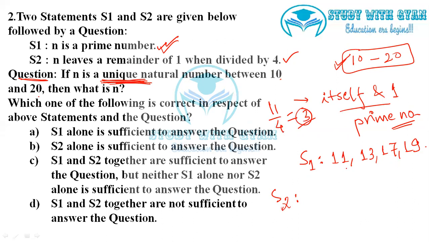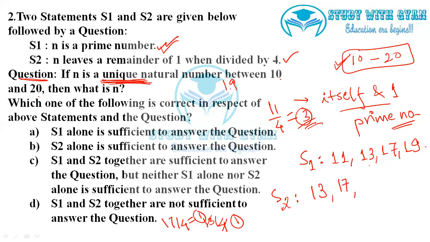Basically statement 2, because here we are getting the remainder as 3. But 13 when divided by 4, you will get a remainder of 1. So 13 is satisfying the condition. 17, again, when divided by 4, the remainder will be 1. So 17 is also satisfying the condition.